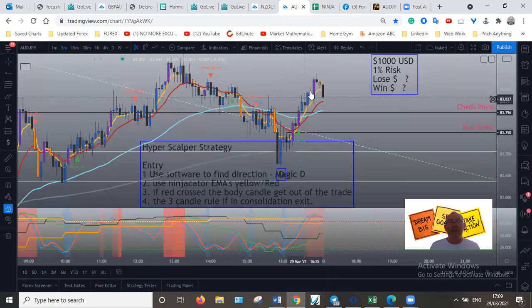Now, if you're worried about these, what we call whipsaws, in and out, in and out, in and out, one of the little secrets we teach in the Ninja trading system.